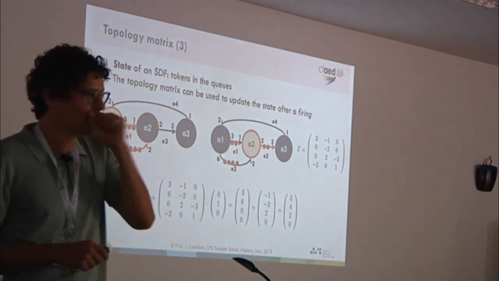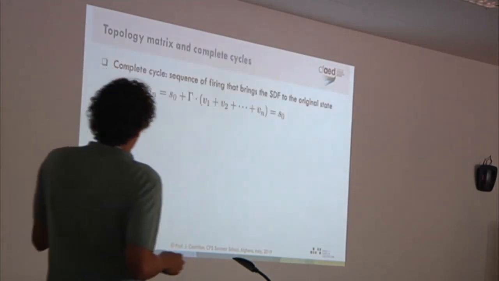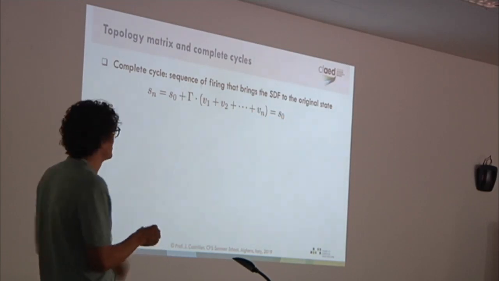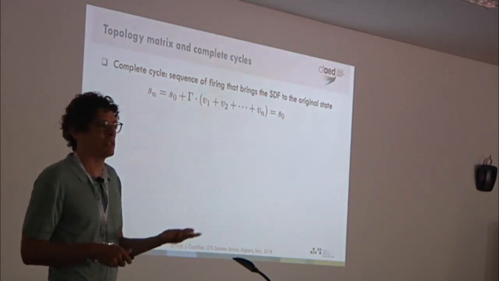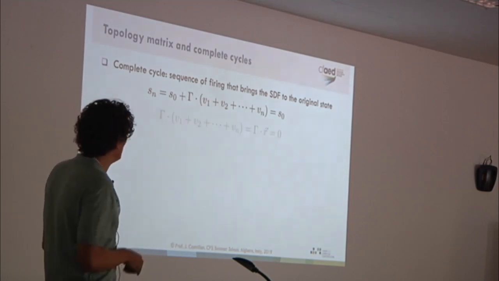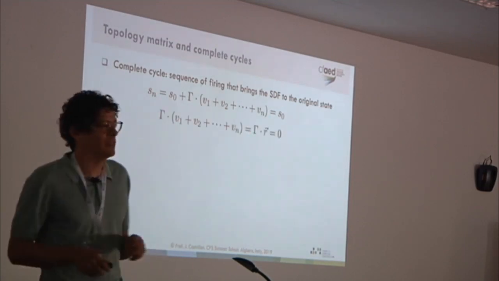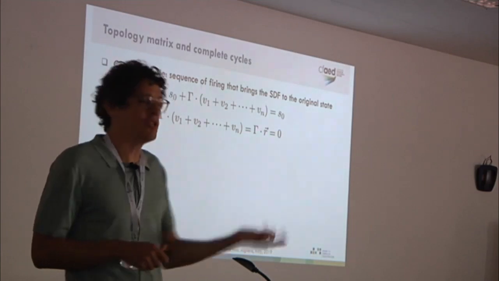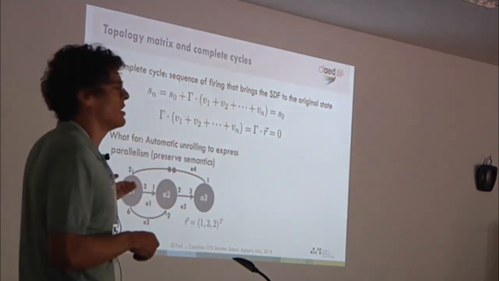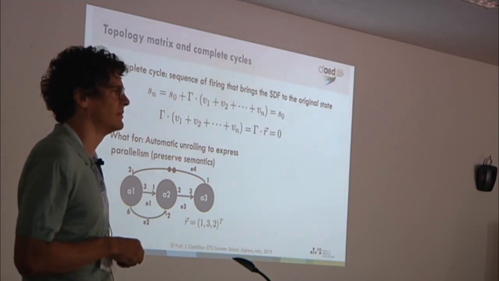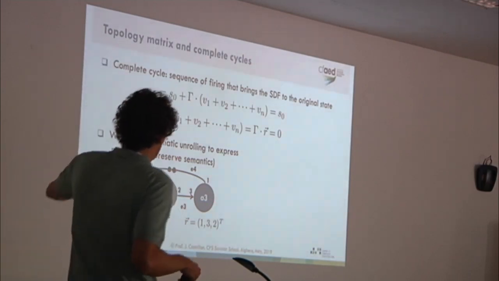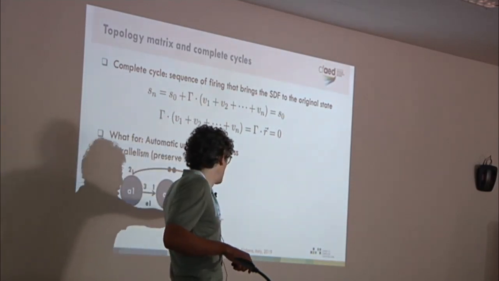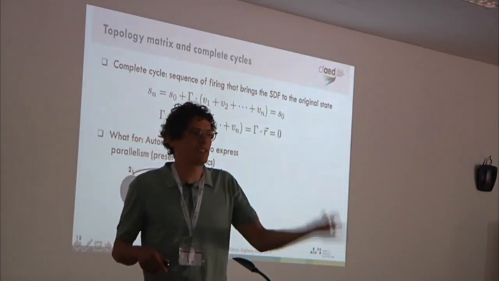Now, since I can do this, I can ask myself: is there a combination of executions that brings me back to the initial state? That's what people call a repetition vector. This is an equation. It boils down to solving this system of equations for an integer solution, and the solution tells the compiler, for example, how to unroll this graph. In this network, if I execute A1 once, A2 three times, and A3 twice, then I go back to my original state.